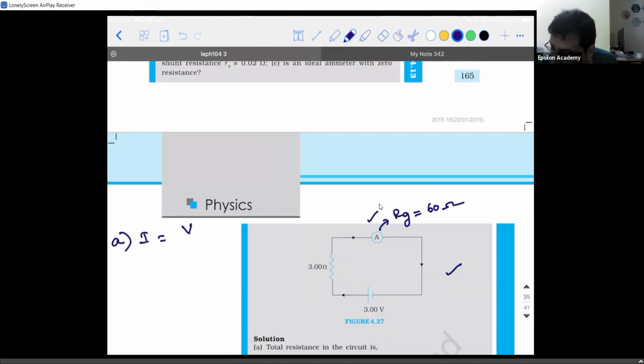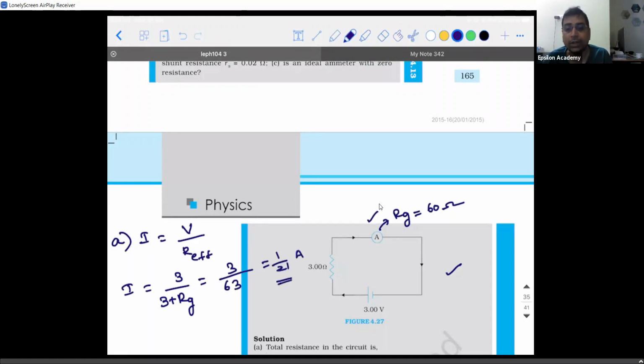I is equal to V divided by R effective. So I will be equal to how much? V is how much, guys? 3 divided by 3 plus Rg. So 3 divided by 63, which will be 1 by 21 amperes. So this will be the value of current that will be measured by the so-called ammeter had it only been a galvanometer. So this is a hypothetical question. This galvanometer will not be able to measure, right? Had it been a galvanometer, then it would have measured this much value.